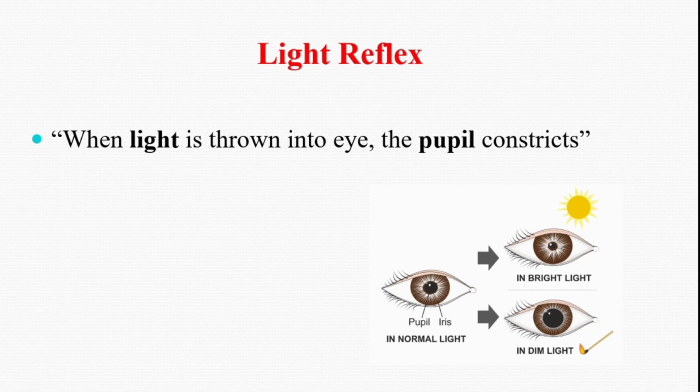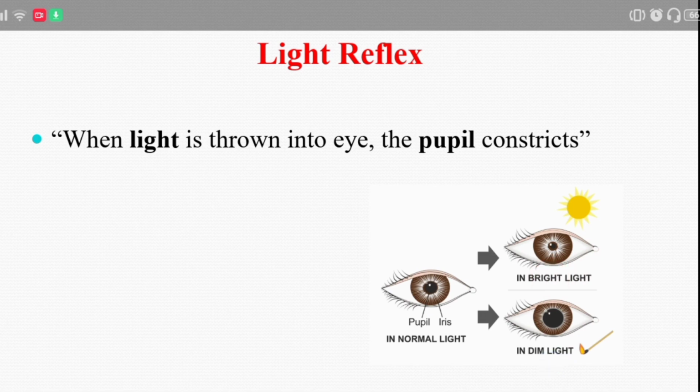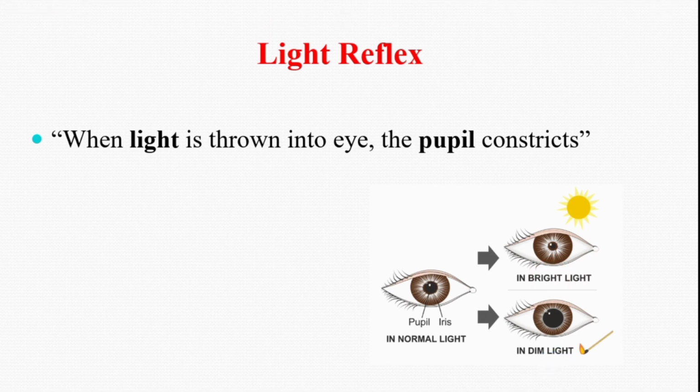And the reverse happens when we go into dim light. As you can see in the figure below, when we go into dim light, the reverse happens and the pupil increases its size. The pupil dilates, and this happens just to increase the amount of light. When the light is dim, our eye tries to capture maximum light so that we can see clearly.